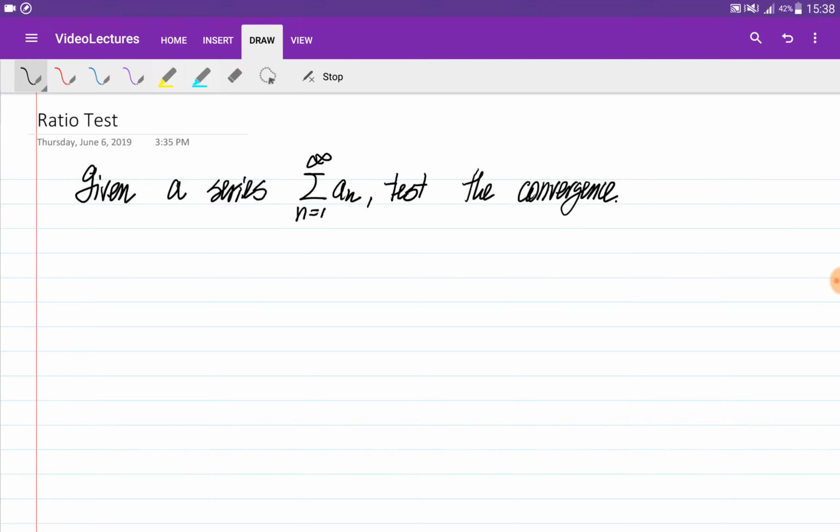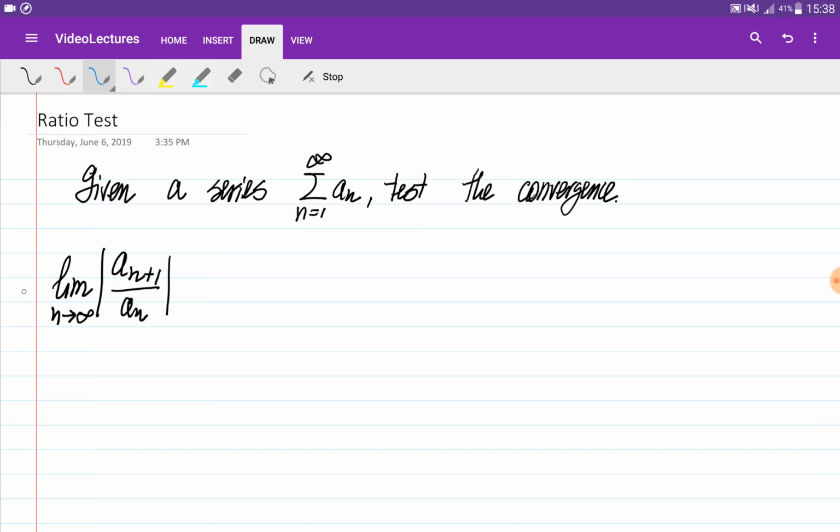For a given series sum of an, we would like to test it for convergence using the ratio test. If the general form of the series is given in the form an, we can find the an plus 1 term of the series, and what we want is to find the limit of the ratio of an plus 1 to an, as n goes to infinity, in its absolute value.